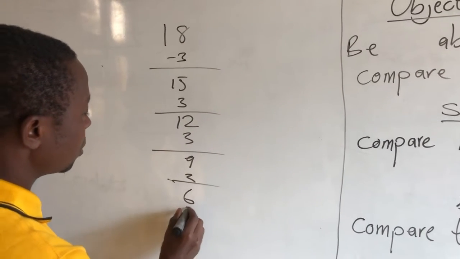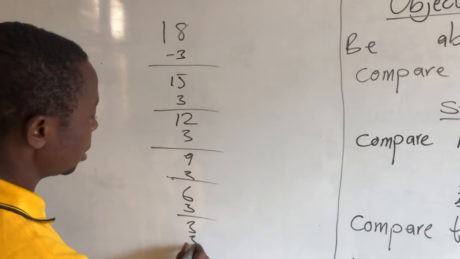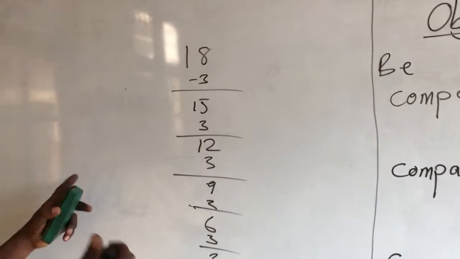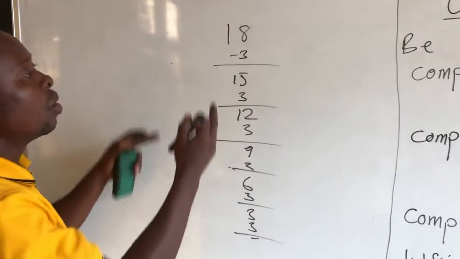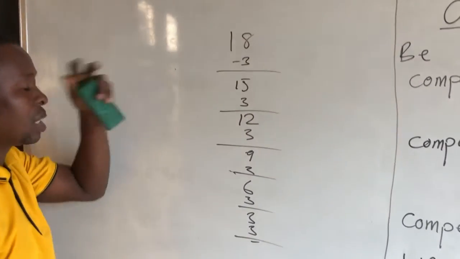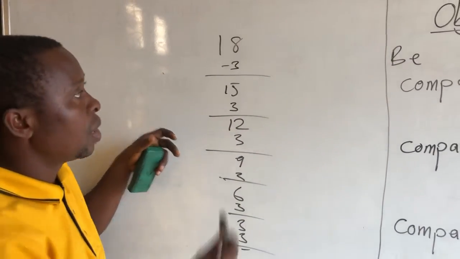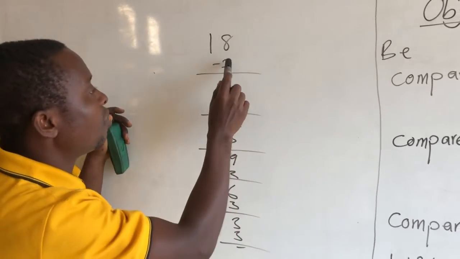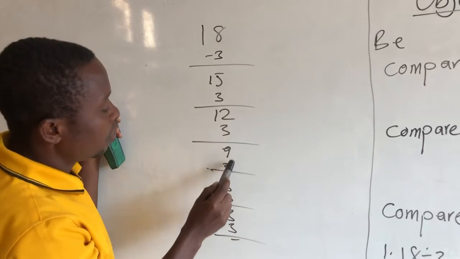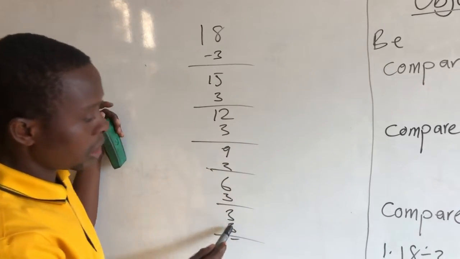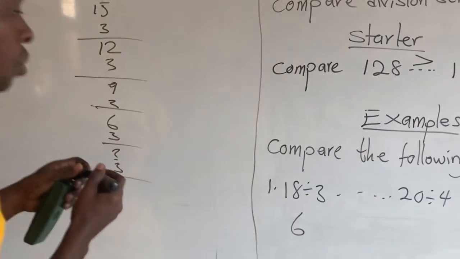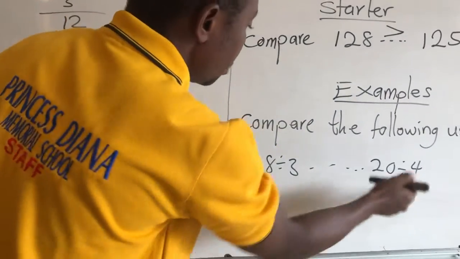Continue to subtract 3 from 6, we get 3. We subtract 3, we get 0. In the subtraction method, we continue to subtract until we get 0 as our answer. Then we look at the number of times we subtract the divisor. The divisor here is 3. So the number of times we subtract the 3: we have 1, 2, 3, 4, 5, 6. So 18 divided by 3 is 6. Very good. So we are comparing 6 with this.